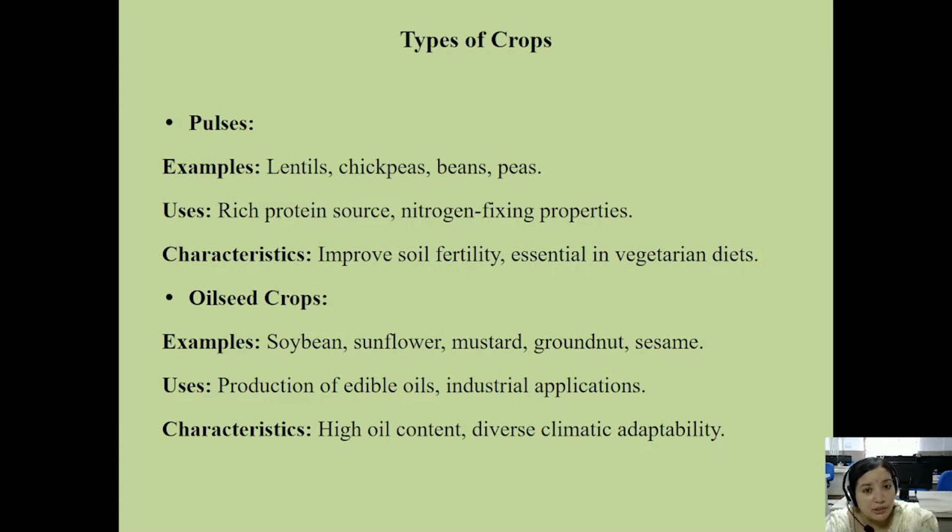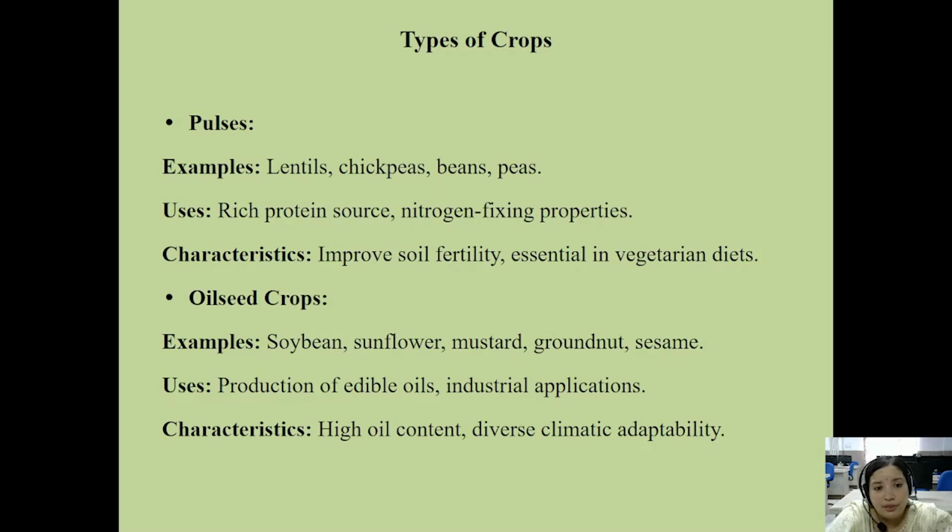If you are growing these crops in your farmland, in your agriculture land, sowing seeds of this crop in your land, that helps to improve the fertility of your soil. And it is essential for people on a vegetarian diet, so it is a good source of protein for vegetarian people.